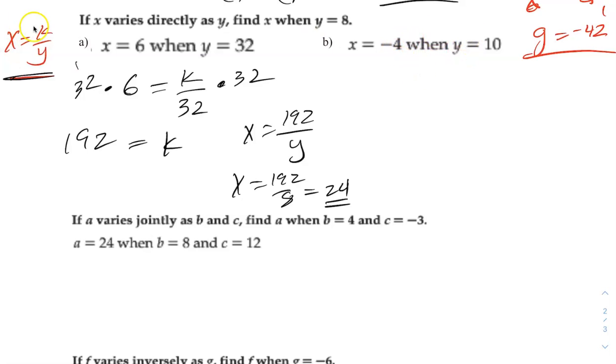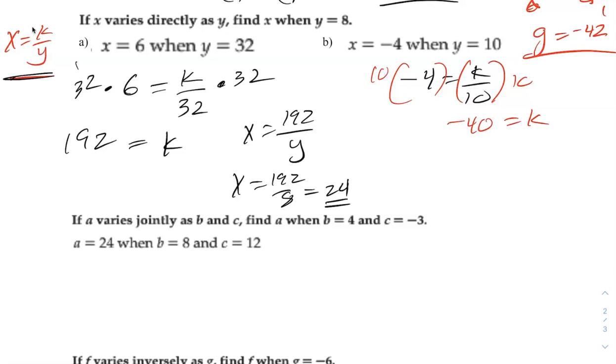For the next one, same idea. Again, we're going to use this to find our k. So we're just going to plug it in. What am I doing? We have the equation already. So negative 4 equals k over 10. Times it by 10. Negative 40 equals k. Plug it back in. So x equals negative 40 over y. Right, so again, we found our k. We plug it back into the equation right here. And now they want us to figure out what x is when y equals 8. So plug in 8. Well, negative 40 divided by 8 is just negative 5. And there we go.